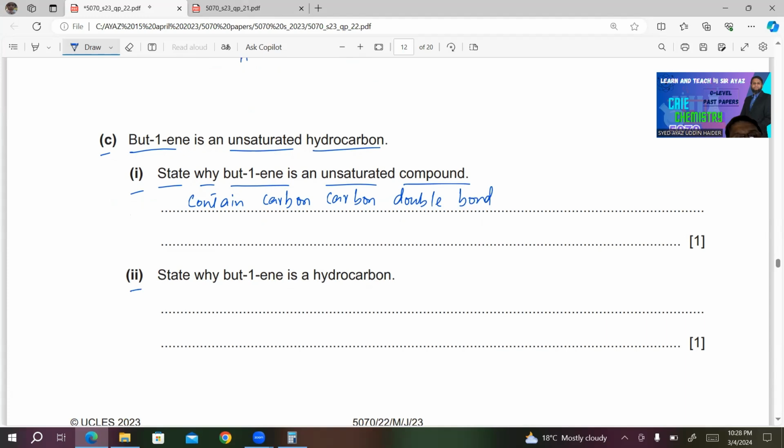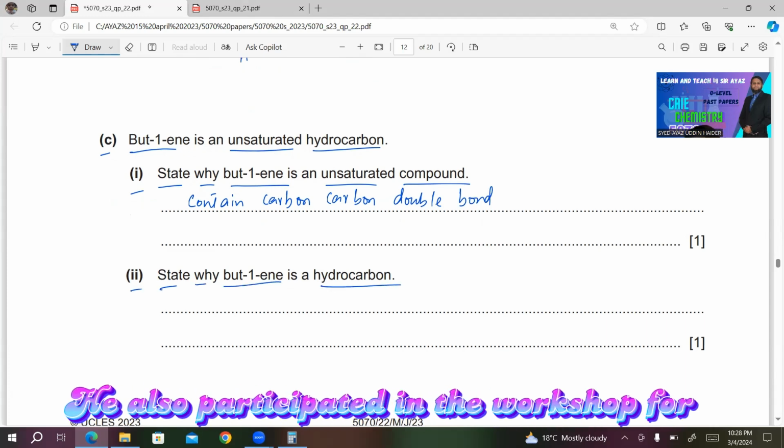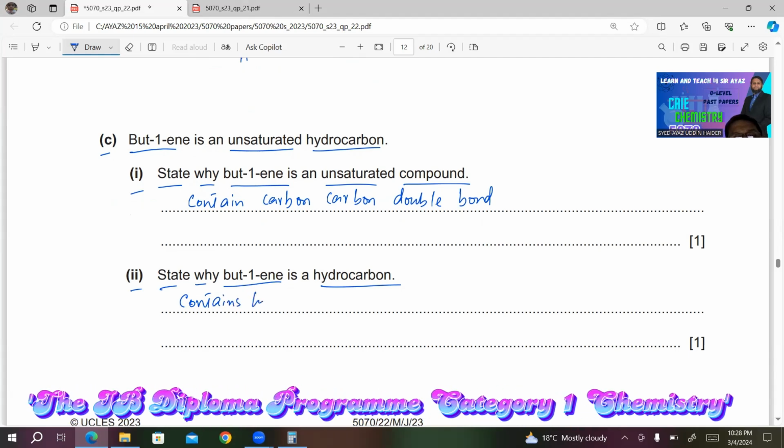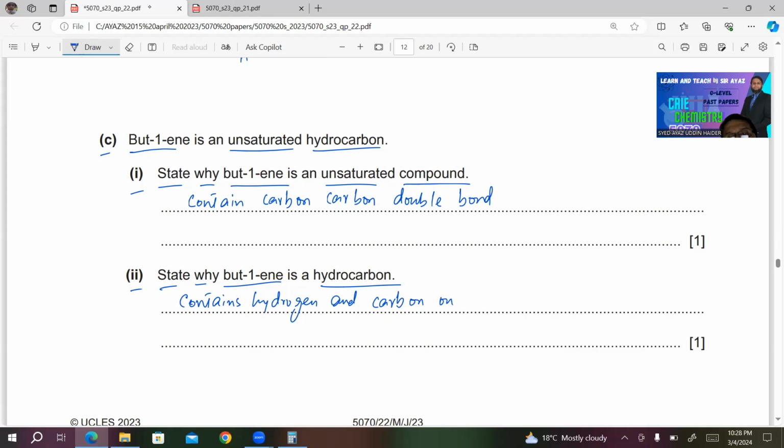Number 2. State why butene is a hydrocarbon. It must contain carbon and hydrogen only. It contains hydrogen and carbon only.